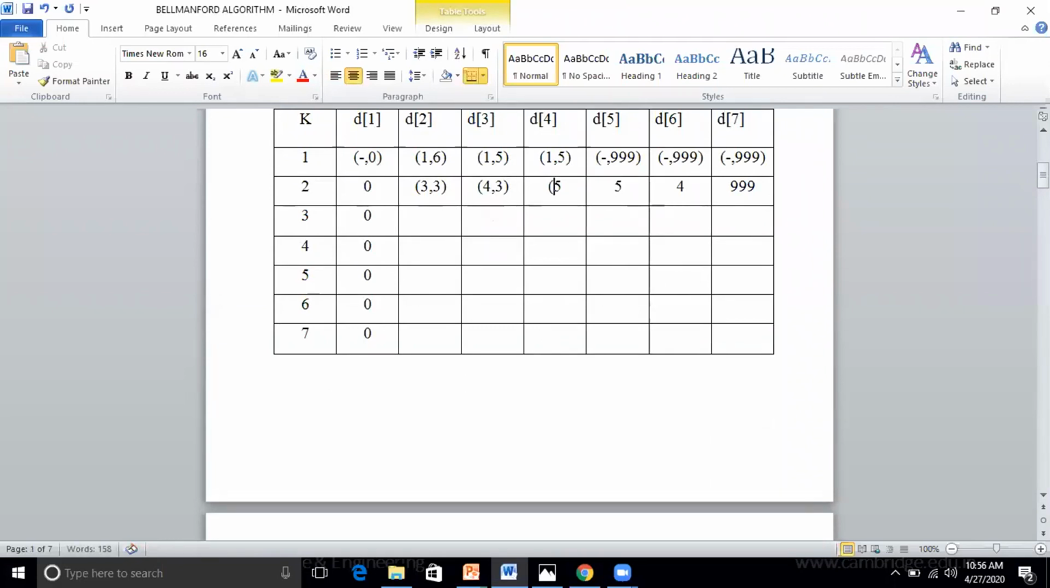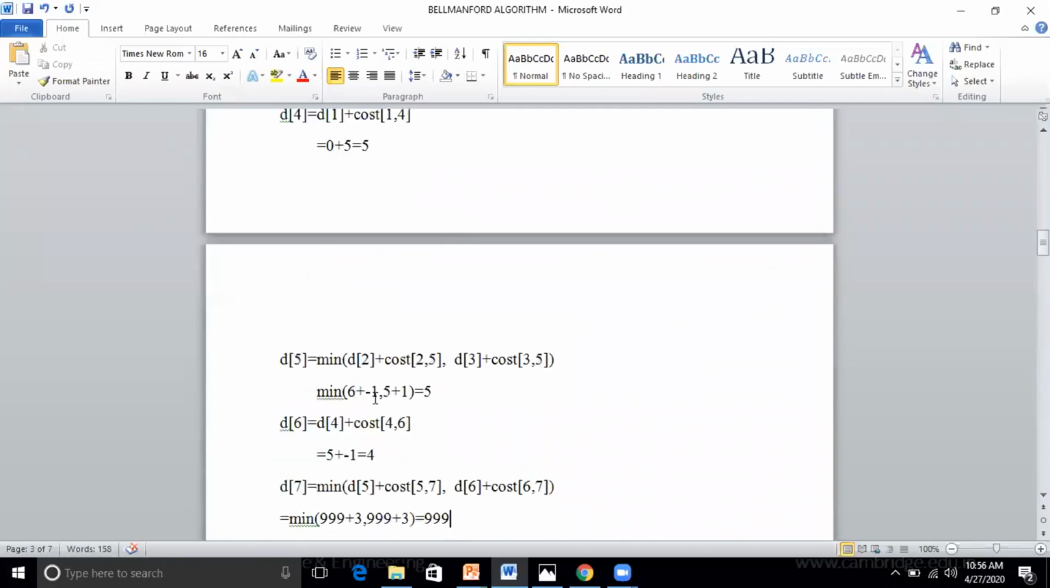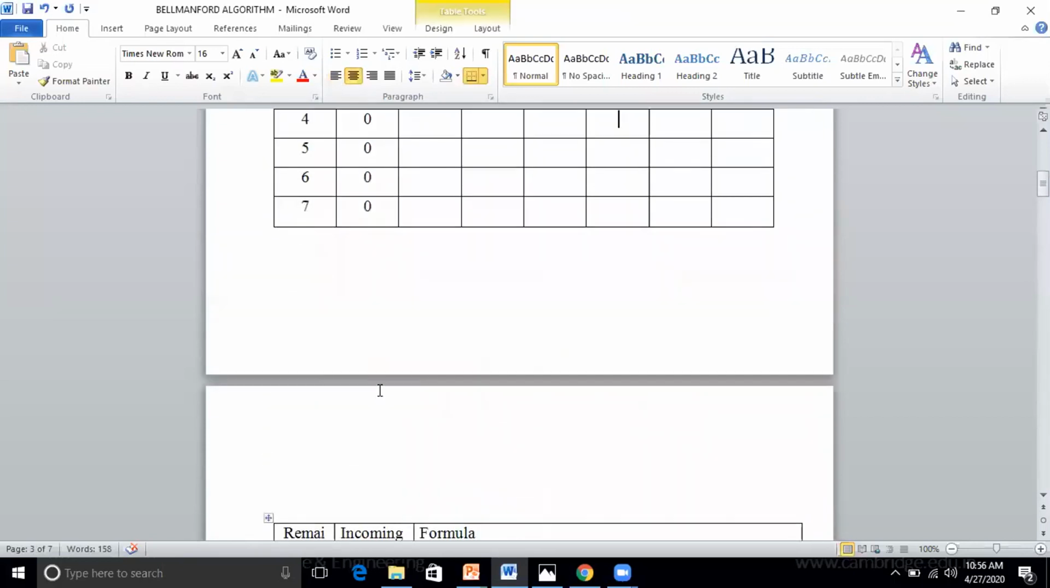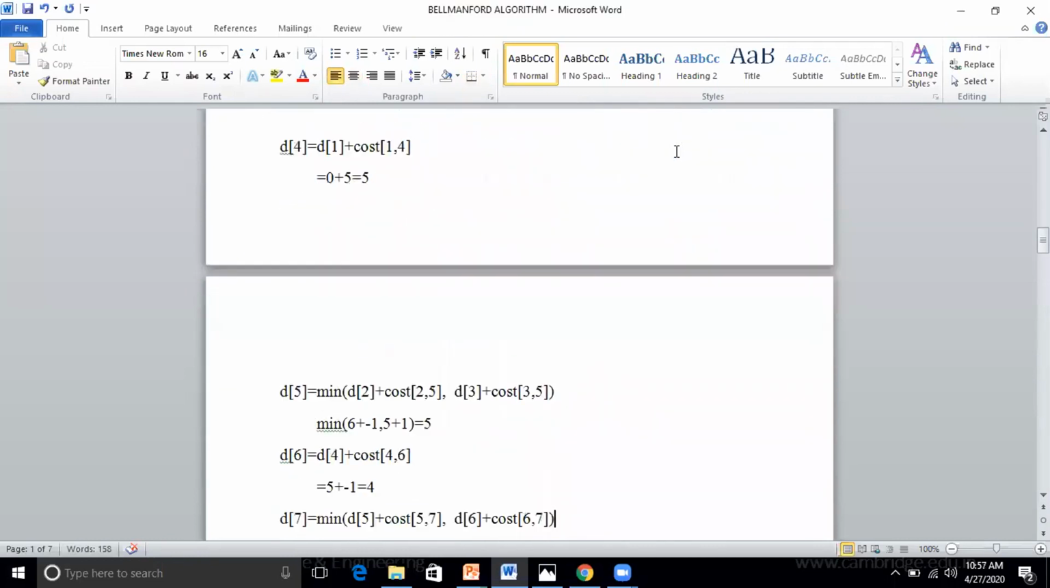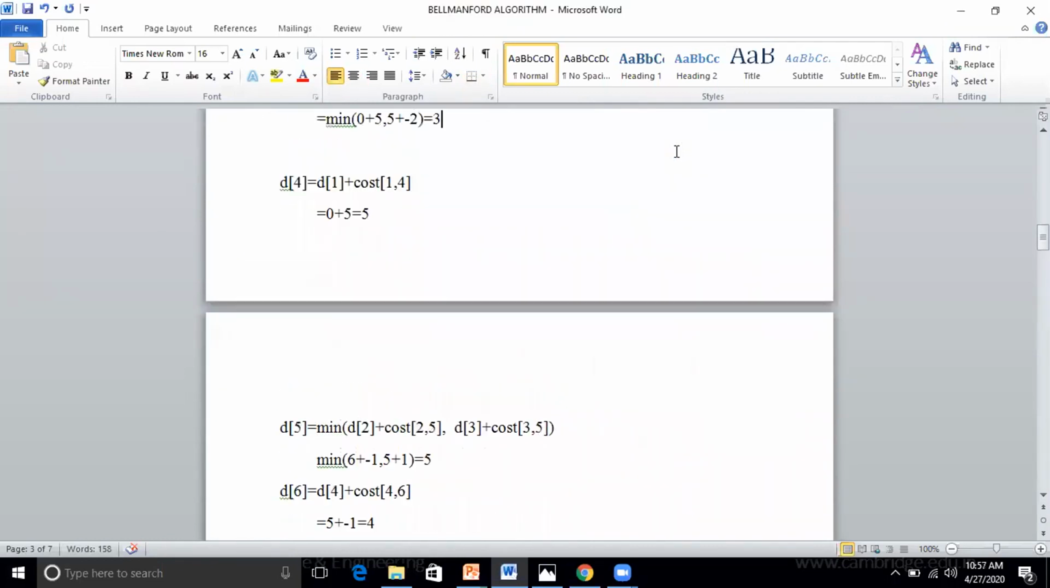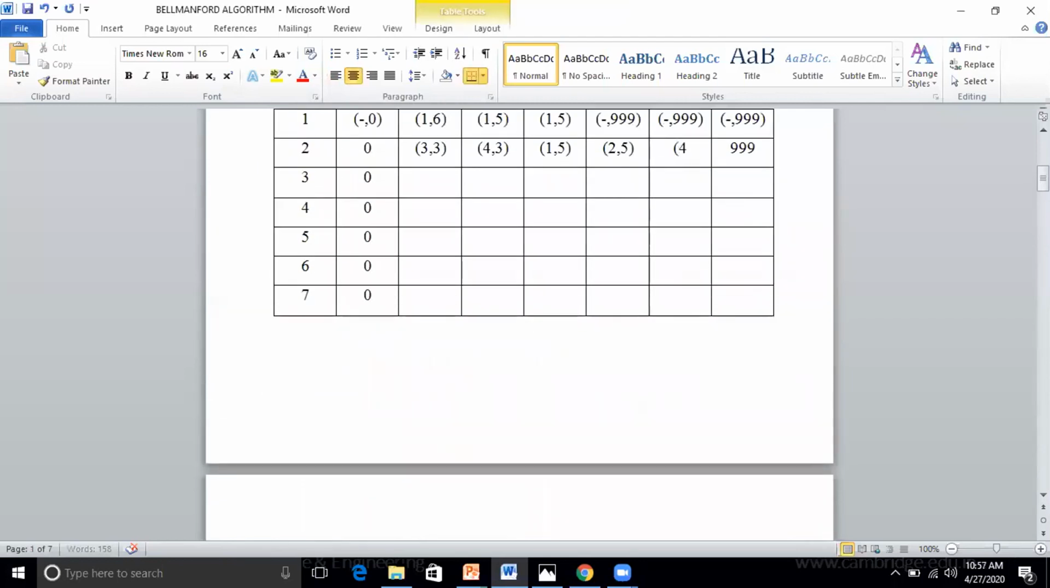What about D4? It is only one node, so I'll write 1 comma 5. Then D5, via which node you got as a minimum? 2. Via 2, correct. Then it is 2 comma 5. Then what about this 6th node? Only one node is there, 4. Via 4 itself, so 4 comma 4.